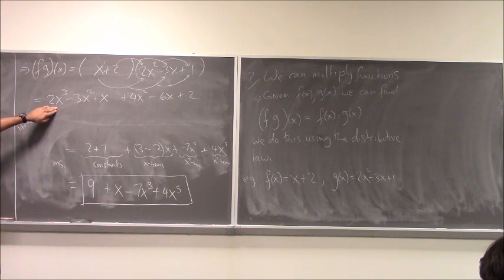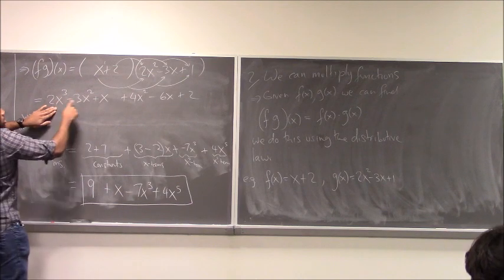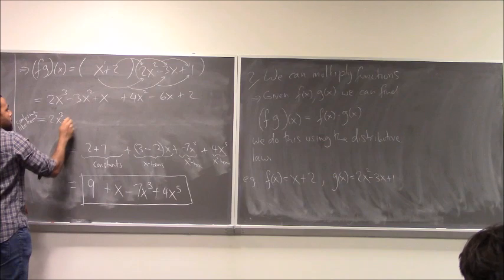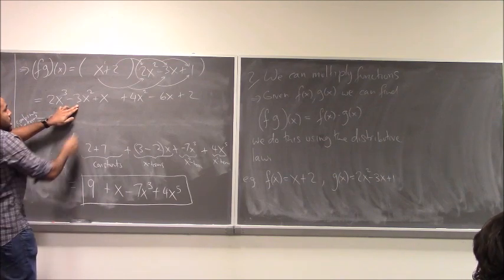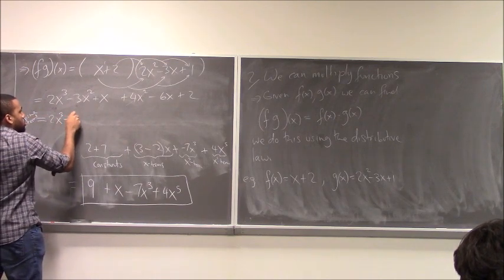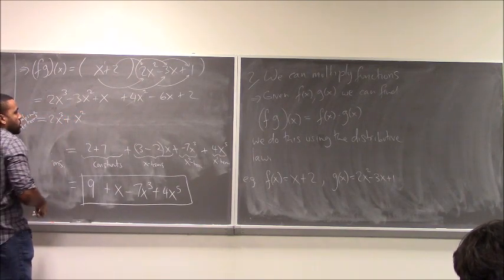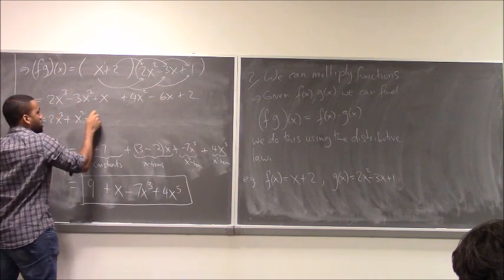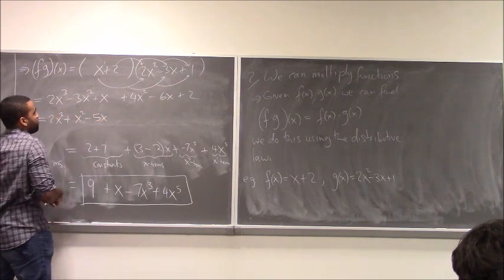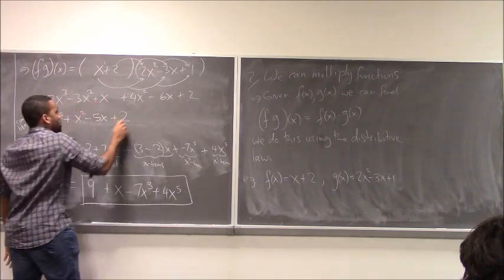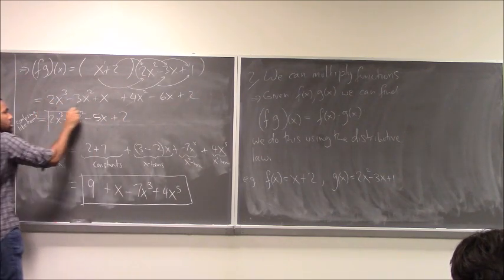So one term at a time, look at x cubed. That's the only x cubed, so you just write that down. Now x squared: I have minus 3x squared plus 4x squared. That becomes 1x squared. In terms of x, I have 1x minus 6x. That becomes minus 5x. And in terms of the constants, I just have a 2. So that would be the answer.